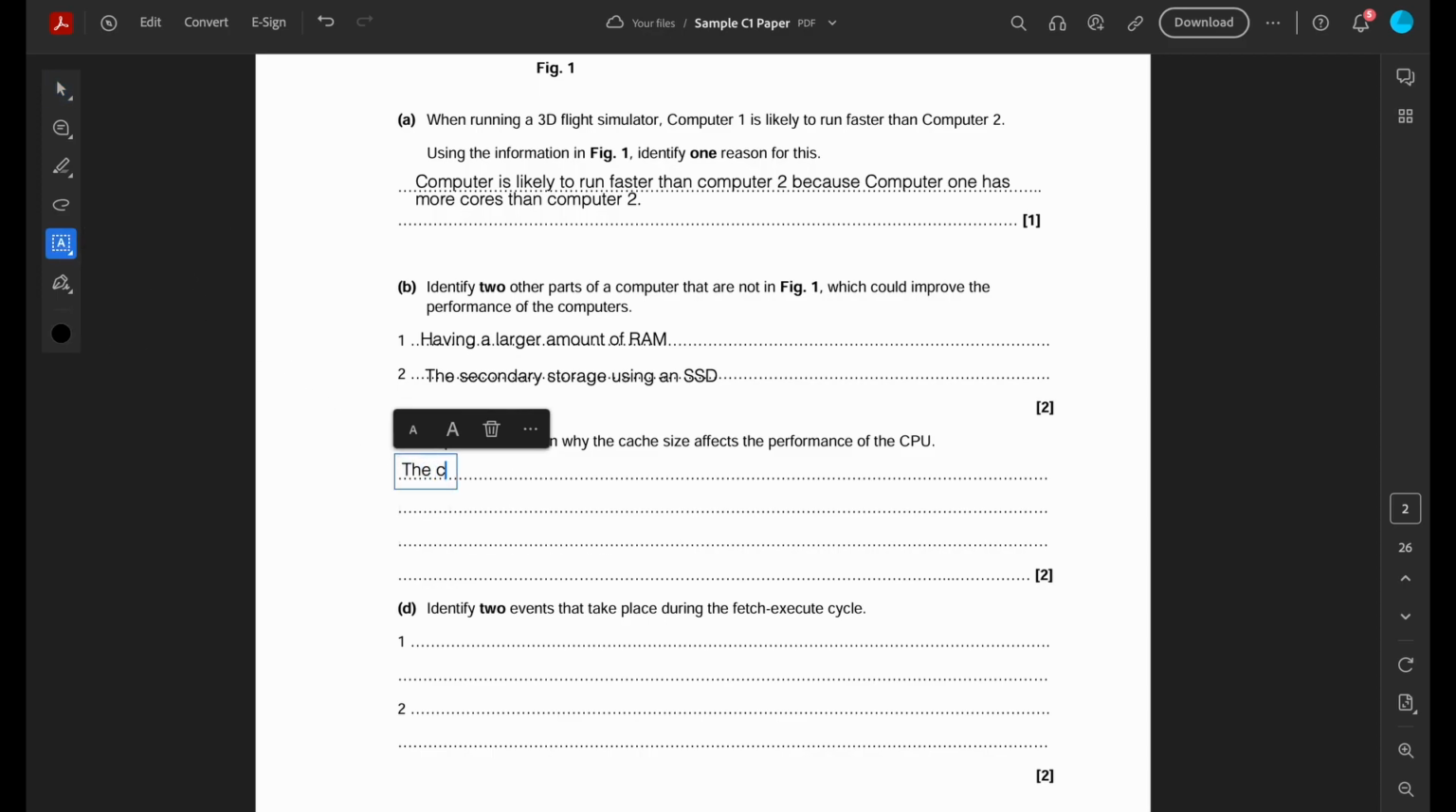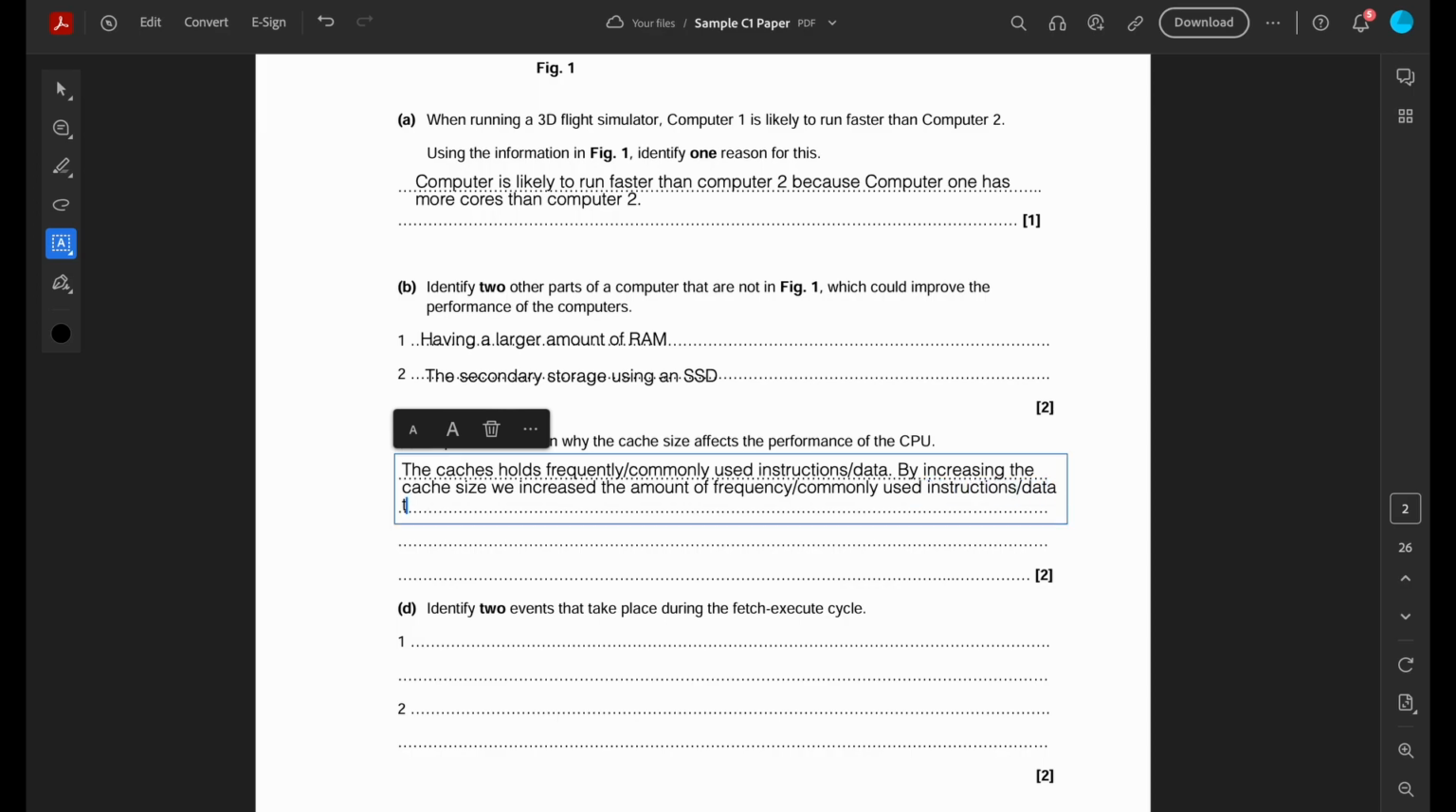We're going to write what the cache does first. So the cache holds frequently / commonly used instructions / data. That's what it does. Okay. So by increasing the cache size, we increase the amount of frequently / commonly used instructions / data that the CPU can hold.